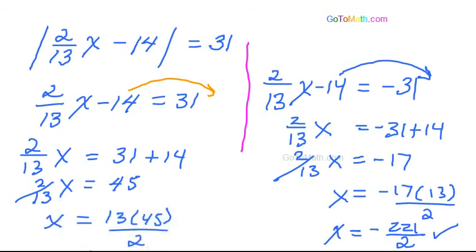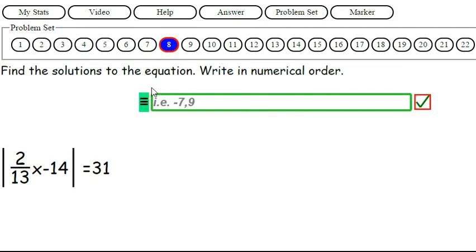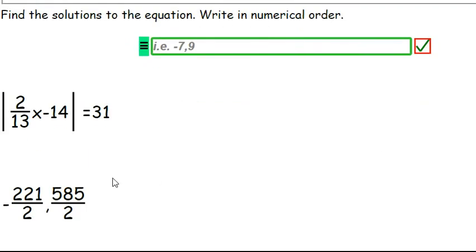Okay, so let's remember these two numbers. 580. Is that 585? Yeah, over 2. Negative 221 over 2. Yeah. Okay, so that looks good.